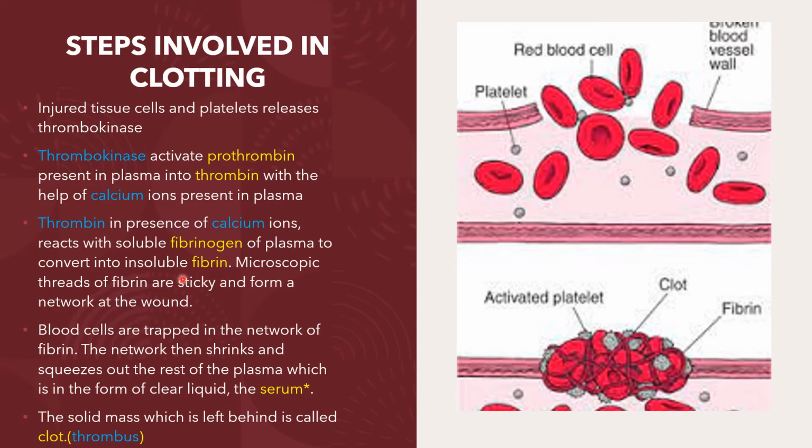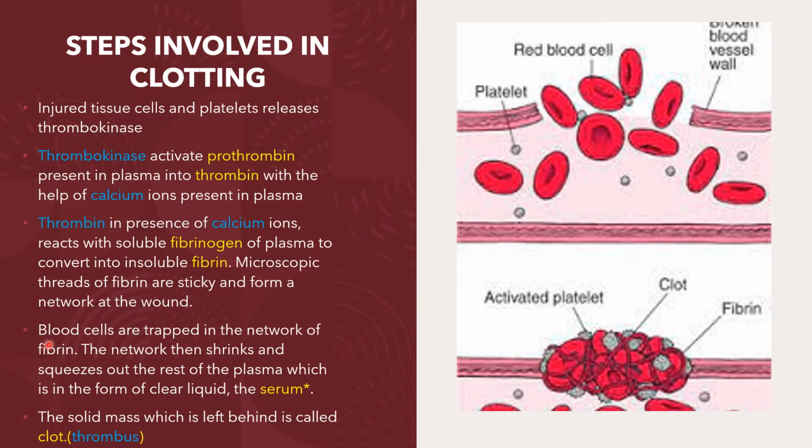What is fibrin? Fibrin is an insoluble protein. The microscopic threads of fibrin are sticky and form a network around the wound. Fibrin is a microscopic thread, an insoluble protein formed from plasma.